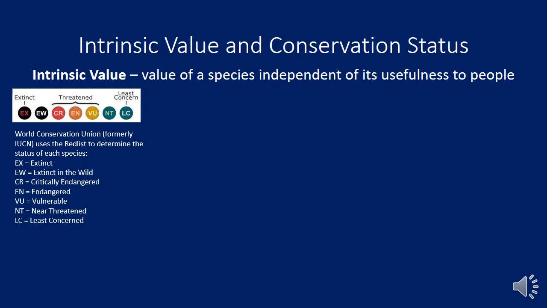And so the World Conservation Union, which was formerly the IUCN, uses this thing called the red list status to determine exactly how endangered a species is. Is it about to go extinct? Is it already extinct? Is it totally fine and we can eat them? Like how much should we be concerned about it? And they have this scale.